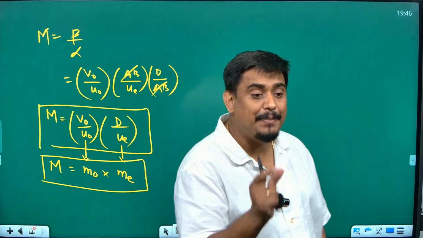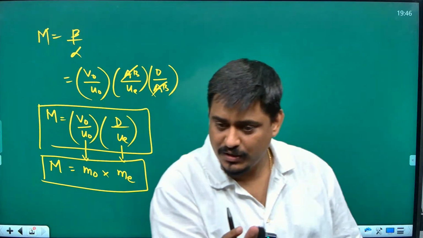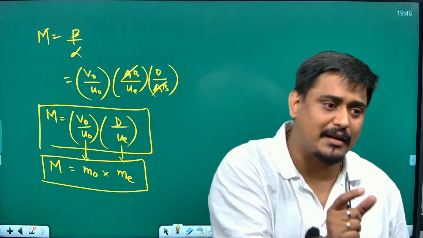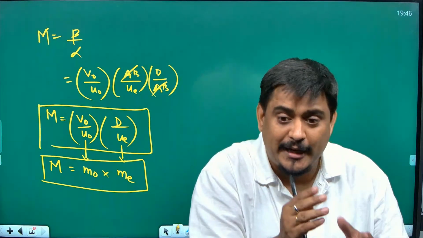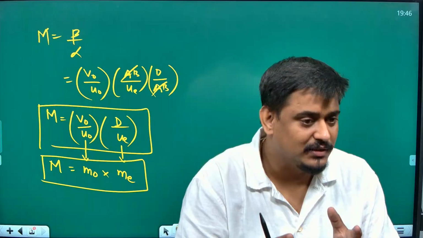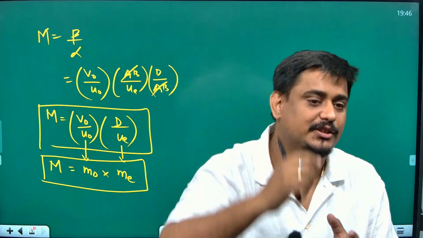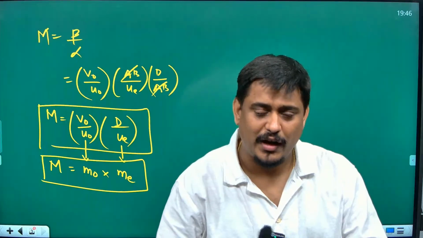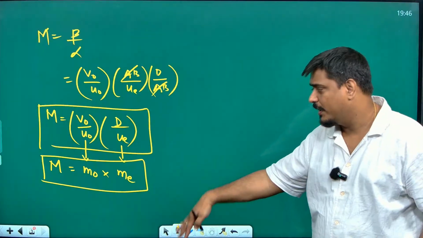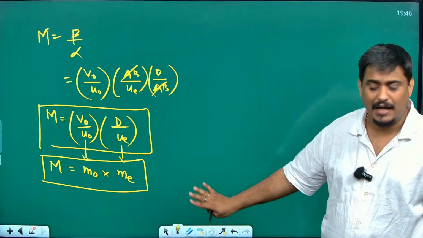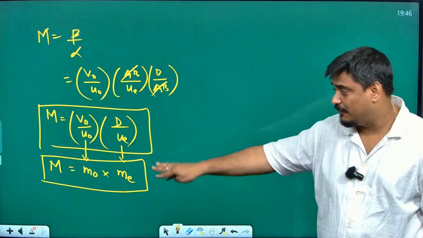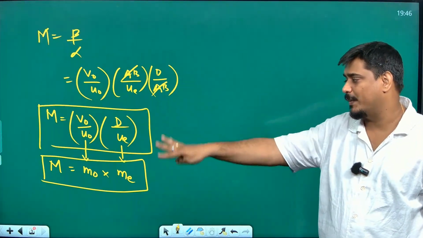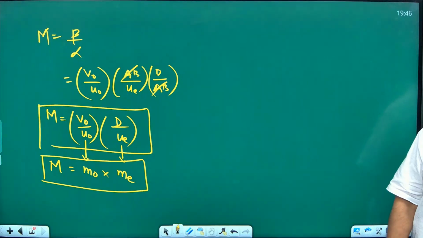If your eyepiece has 9 magnification and your objective has 8 magnification, it will not become 8 plus 9 equal to 17. It will become 72 magnification. Are you understanding how compounding is working here? So MO is VO by UO, ME is D by UE, and that creates magnification of a compound microscope as MO into ME. Not over yet.